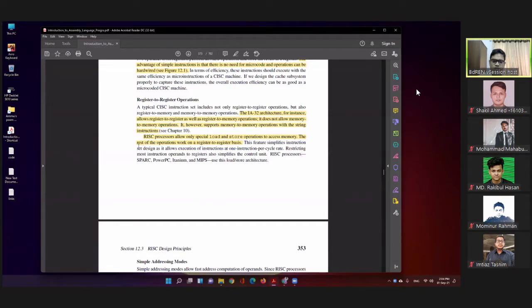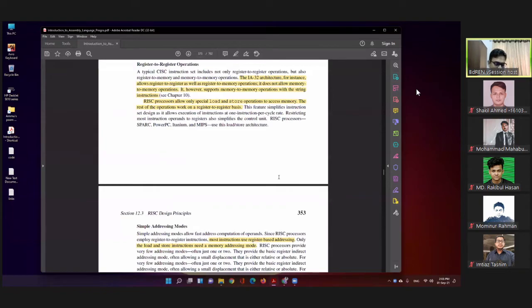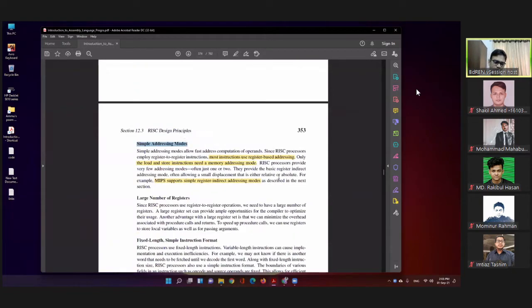All right. Third one is a simple addressing mode. Not like the previous Pentium processor, where we have 4, 5, 6 different types of addressing mode. Here, generally, we have very few addressing modes. Generally, we have 3. We will discuss in the next chapter what those 3 are. But generally, the MIPS processor supports register indirect addressing mode. The MIPS processor is a simple one compared to the Intel processor.